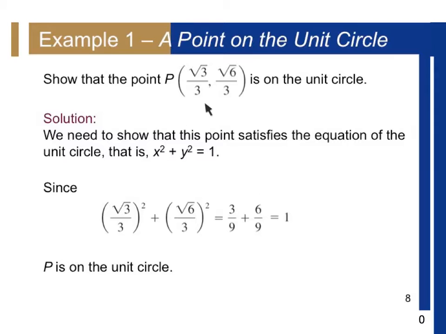Now for example, suppose you want to show that a point is on the unit circle. All we have to do is show that x squared plus y squared equals 1. So if this is our point where x is square root of 3 over 3 and y is square root of 6 over 3, just square x and square y and add them and see if you get 1. Square root of 3 over 3 squared is 3 ninths. Square root of 6 over 3 squared is 6 ninths, and we add that up, we get 9 ninths, which is 1. So we can say yes, it is on the unit circle because you take x squared plus y squared and you get 1.